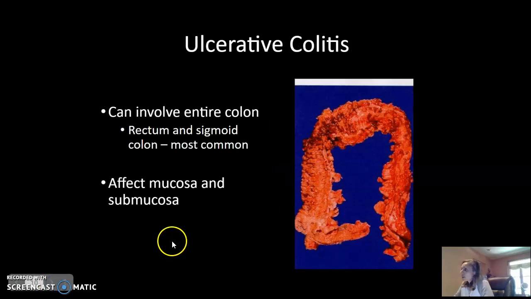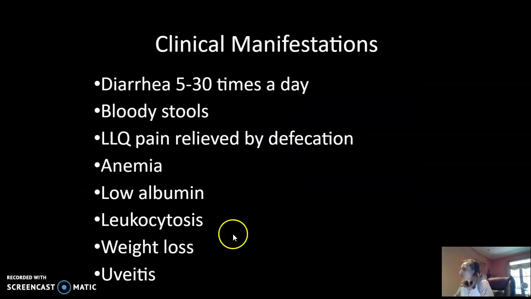So ulcerative colitis is a little bit different. It involves only the colon, so usually just the rectum and the sigmoid colon, but it can involve the entire colon. It's also not full thickness the way that Crohn's disease is. It only affects the mucosa and the submucosa. So that being said, it is not any less severe than Crohn's disease. It has some pretty terrible symptoms associated with it too.